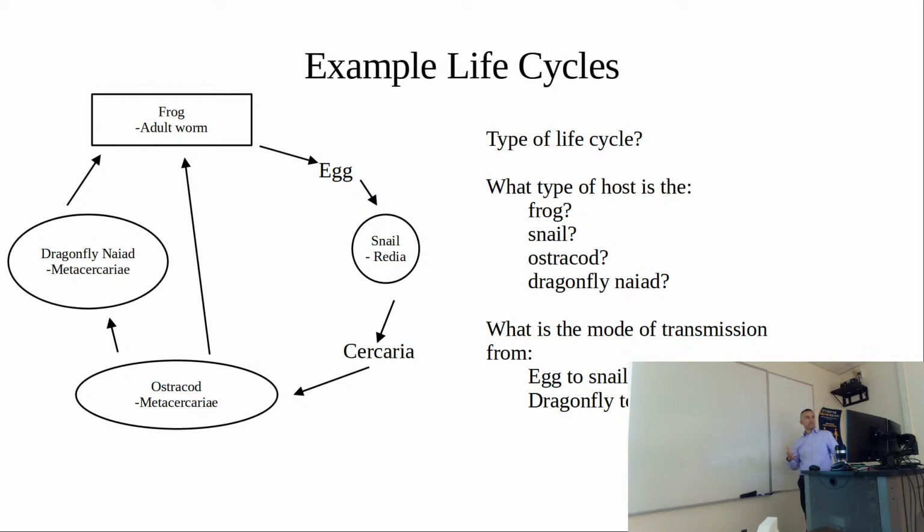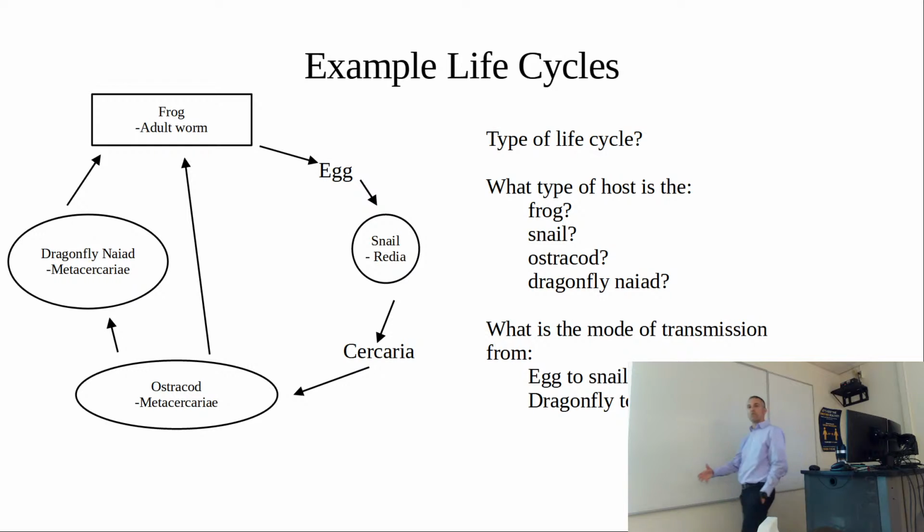So, what type of life cycle is this? Indirect, multi-host life cycle. All right, what type of host is the frog? Definitive host. It produces our egg, gets released. What about the snail? It's going to be our first intermediate host. What about the ostracod? It's our second intermediate host. What about our dragonfly? It's a paratenic host.